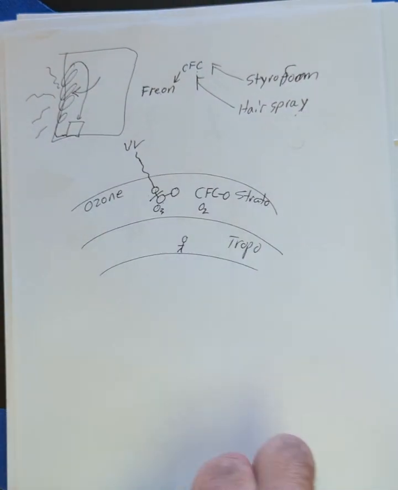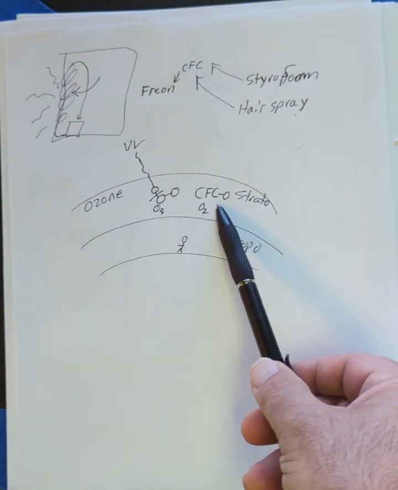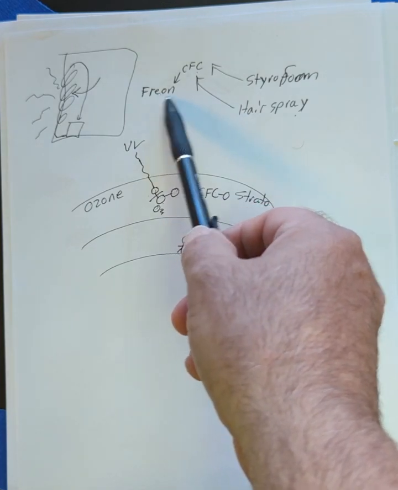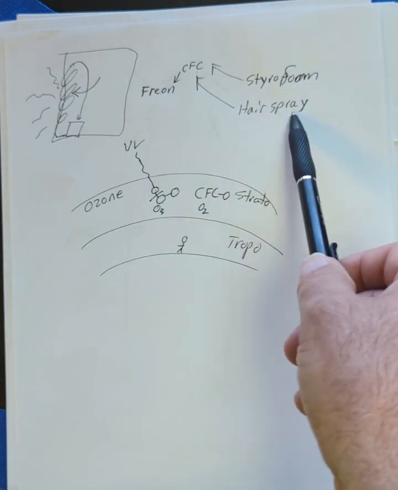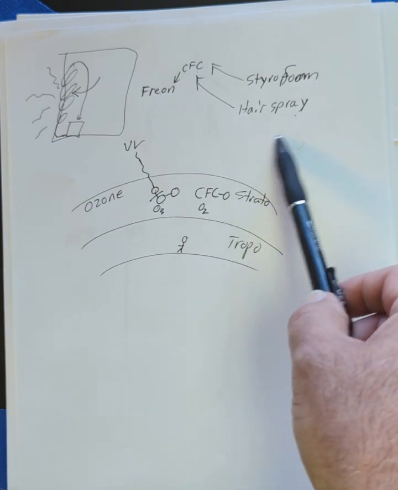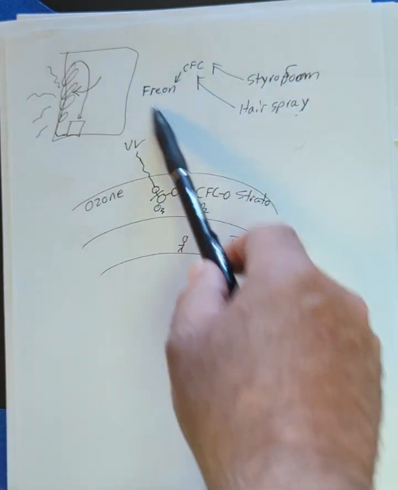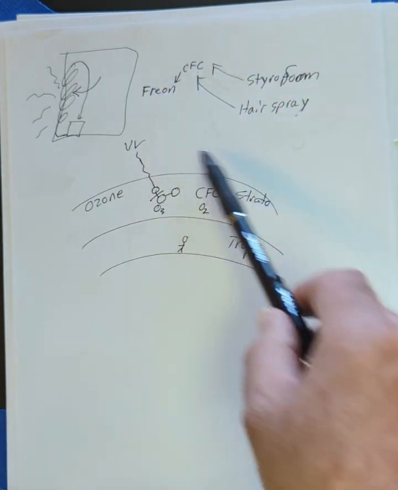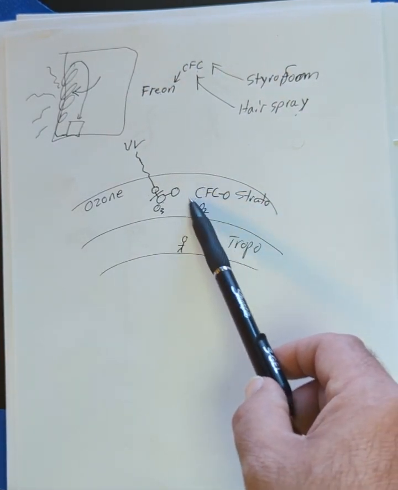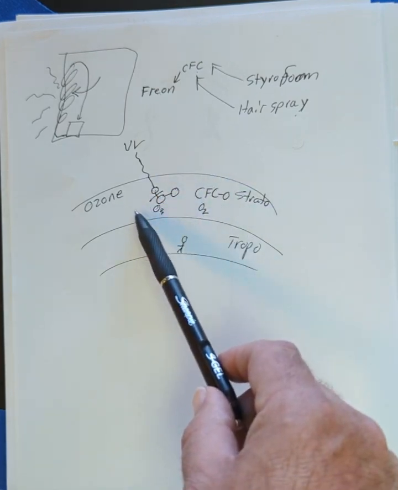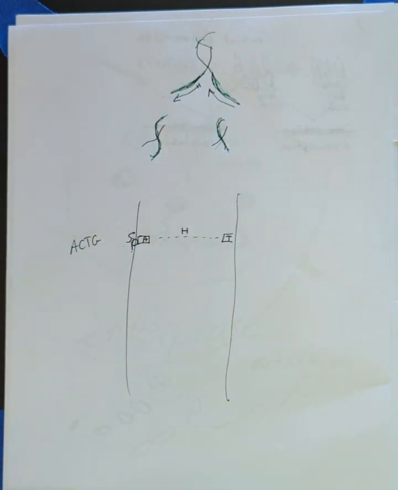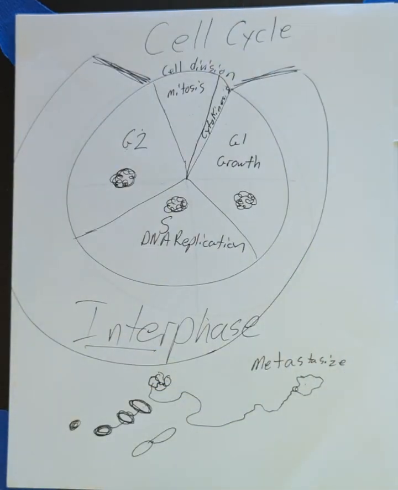We talked about how CFCs from old refrigerants, they actually banned Freon, styrofoam, and hairspray propellants, or any aerosol propellant, spray paint, or whatever. Now, CFCs and these things are banned, so they don't happen anymore, at least in the U.S. But the CFCs would get up into the stratosphere and they would interrupt the ozone cycle. And that's what caused the hole in the ozone.